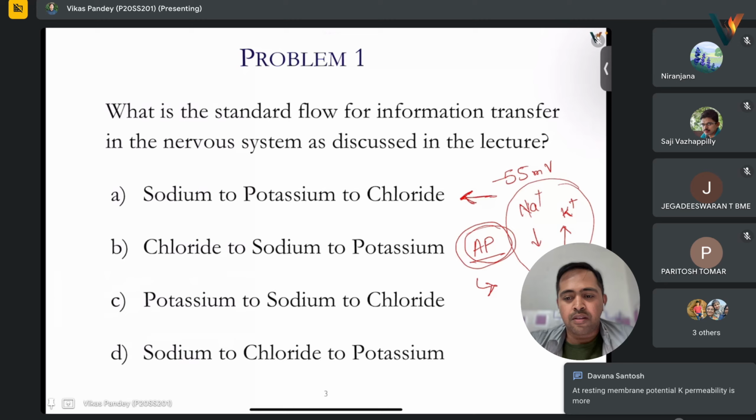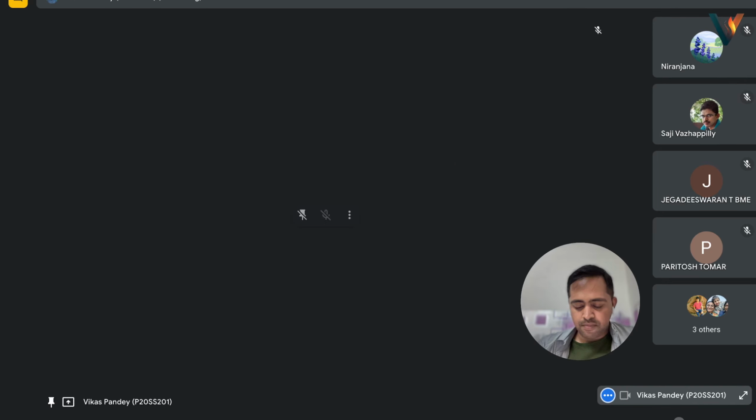During resting membrane potential, it is said that permeability to potassium is more. Is it because of that? I am not able to find the right answer. And during action potential, permeability of sodium is more. That is known, but the chloride part, I am not very sure of. Any other explanation you would like to add?